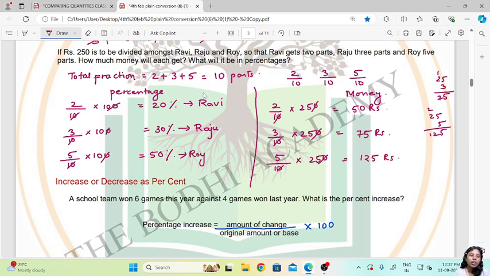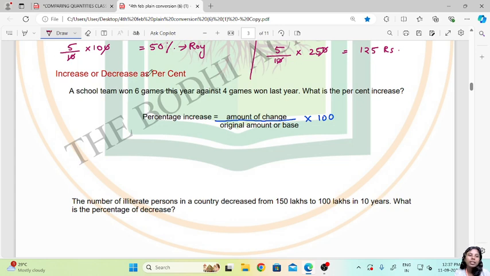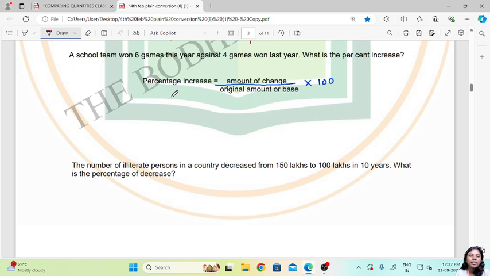Okay. Now let's look at increase or decrease as percentage. How do we find out how much is the percentage increase or how much is the percentage decrease that is occurring? So to find that, we have a simple formula here, that is percentage increase is given by the amount of change upon the original amount or the base into 100.